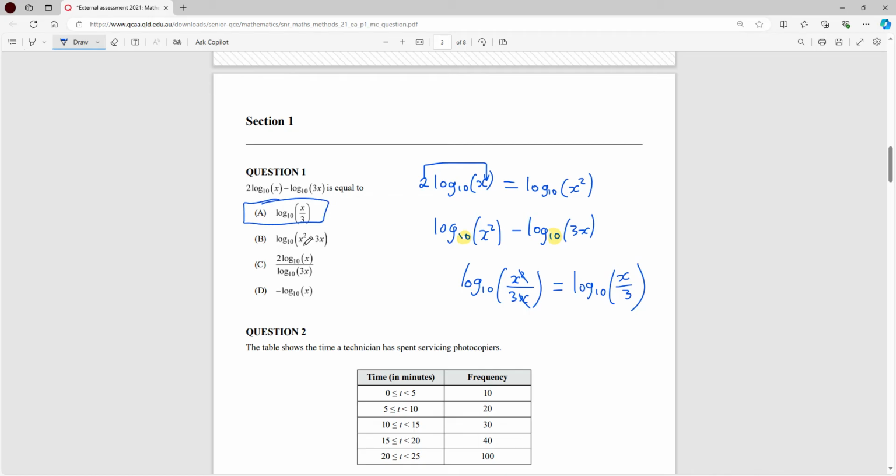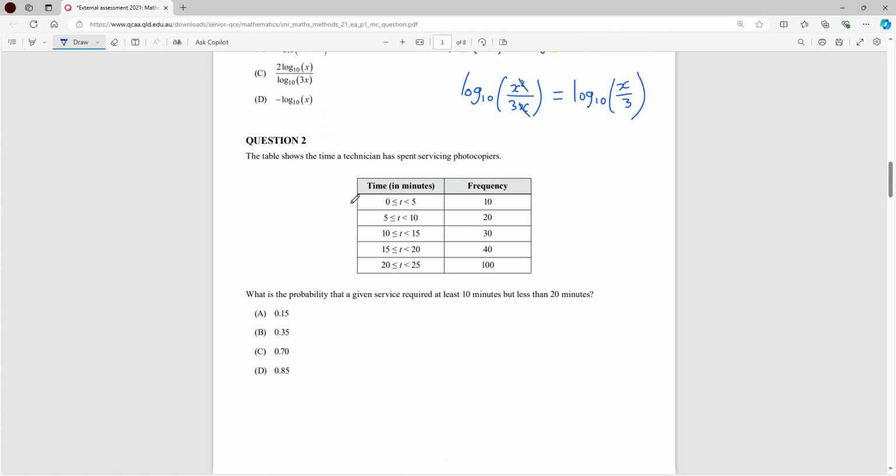Now these other ones here are very similar, with the subtraction, and these other two are just filler answers, but the correct answer is a. If you have any questions about the first one, leave something in the comments and I'll try my best to answer it, but we'll head down to the next one.